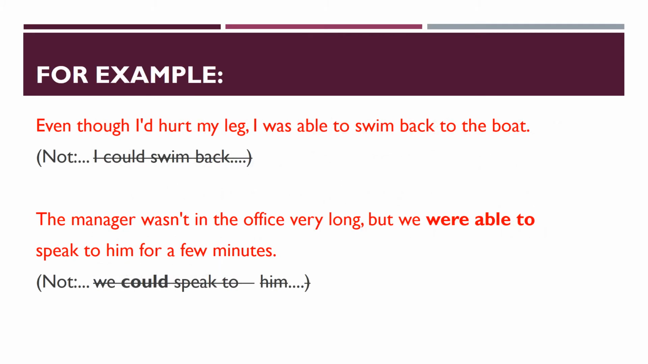For example, even though I had hurt my leg, I was able to swim back to the boat. I'm talking about a certain situation about the boat. In this context, I cannot use could. Another example, the manager wasn't in the office very long, but we were able to speak to him for a few minutes. Also, here I'm talking about a certain situation. I cannot use could. Were able to is more appropriate because this is in the past.